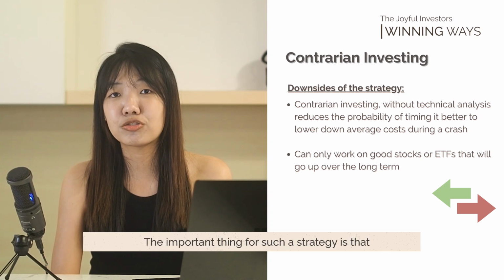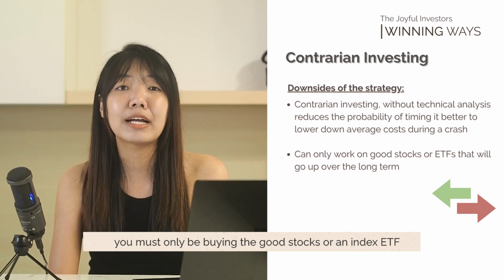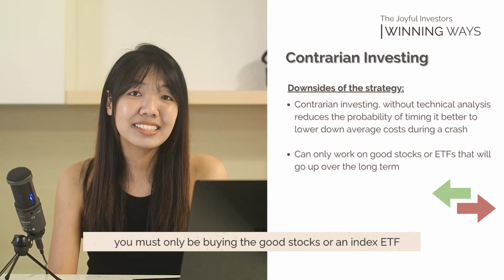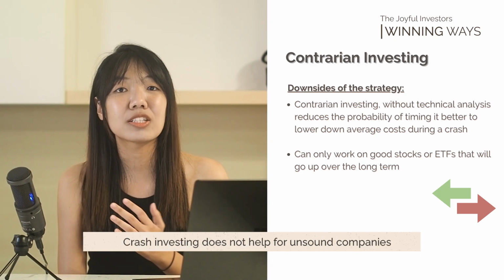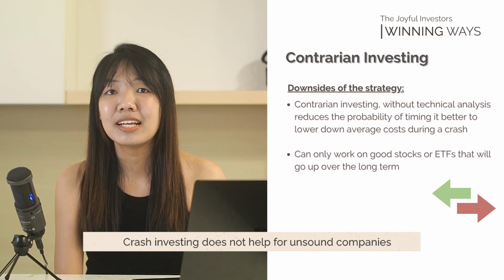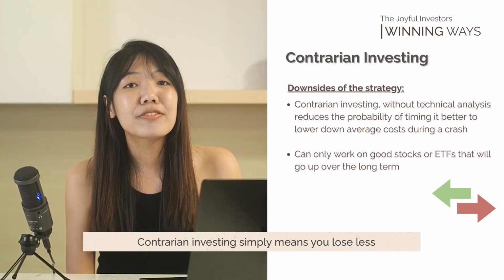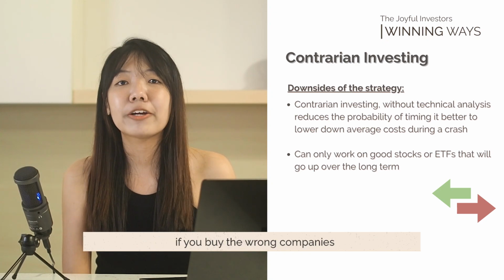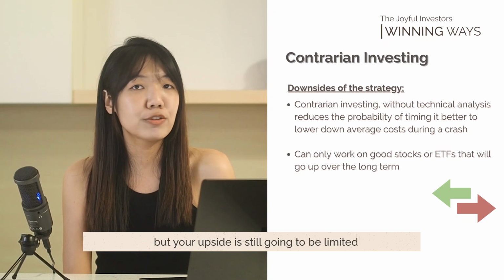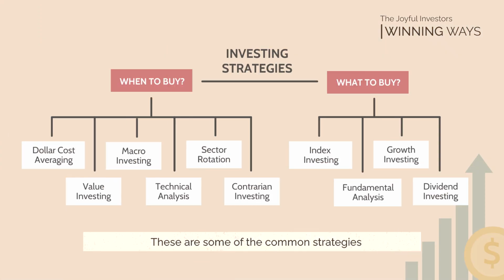The important thing for such a strategy is that you must only be buying the good stocks or an index ETF which will go up over the long term. Crash investing does not help for unsound companies that may no longer recover. Contrarian investing simply means that you lose less if you buy the wrong companies, but your upside is still going to be limited if you don't buy the right companies. These are some of the common strategies that investors adopt to decide when to buy.